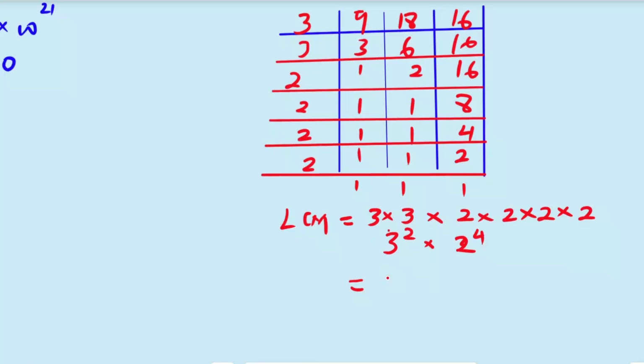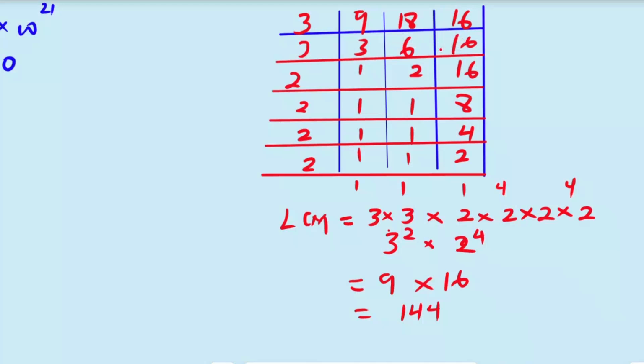So 3 times 3, that's going to be 9. Now 2 times 2, that's going to be 4. 2 times 2, another 4. 4 times 4, that's going to be 16. So you have 9 times 16. And let's multiply 9 by 16. That's going to be 144. So that's the LCM for 9, 18, and 16.